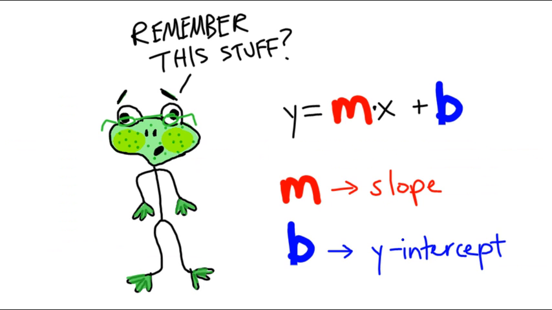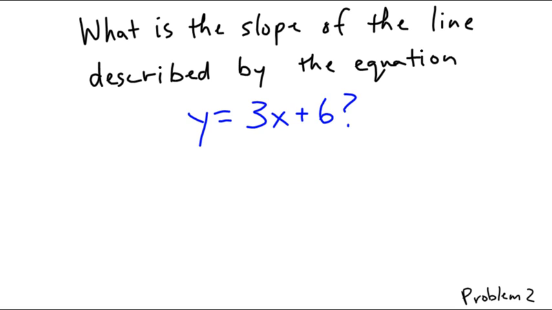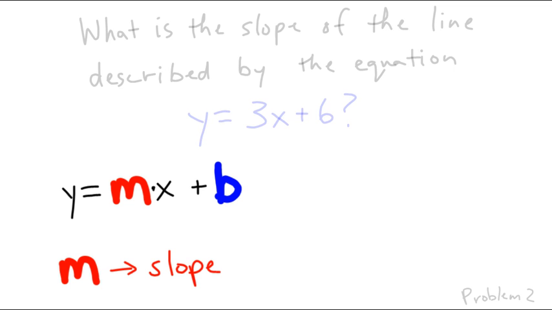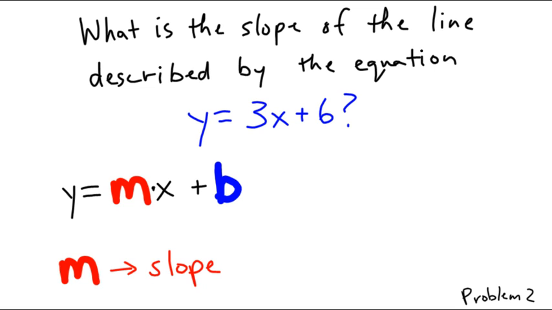Alright, so remember this stuff that I showed you a minute ago with m being the slope and b being the y-intercept? Well, now we need to use that for this problem. Problem 2. What is the slope of the line described by the equation y equals 3x plus 6? Now recall y equals mx plus b. M is the slope. So our slope with this equation is 3. It came from right there.